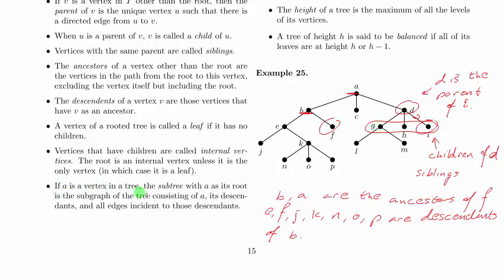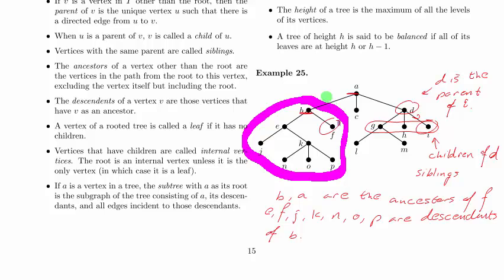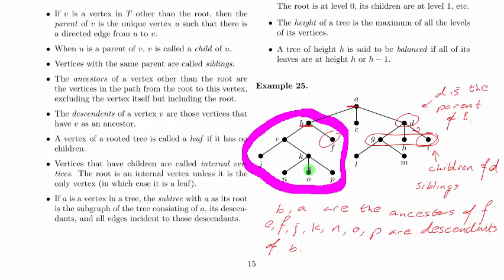If we have a vertex A in a tree, then a subtree with A as its root is the subgraph consisting of that vertex A and all of its descendants along with the edges incident to those descendants. So for instance, if I had the subtree rooted at B, then that would look like that. So I'm just going to cut off that edge from A to B and then focus on that tree itself.